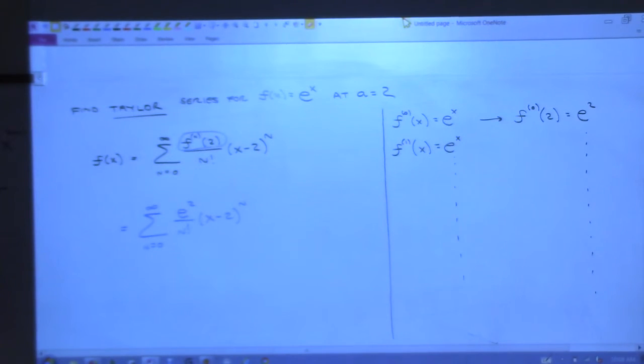This is kind of a trivial one. I don't like it, in fact. It's too basic. So let's try something a little harder. Maclaurin, e to the x.